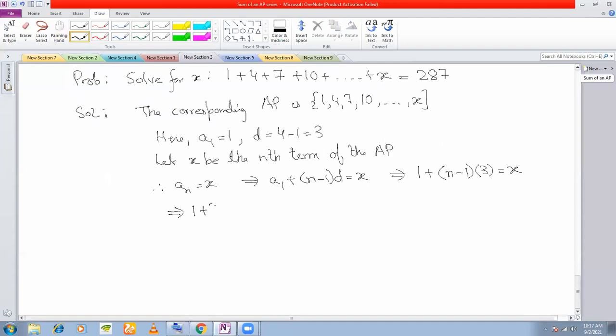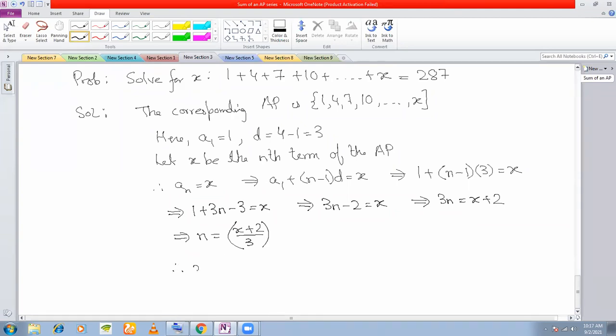Means 1 plus 3n minus 3 is equal to x. That means 3n minus 2 is equal to x. Now we will find out n in terms of x. So that means we are getting 3n is equal to x plus 2. That means what is n? n must be equal to (x plus 2) by 3.